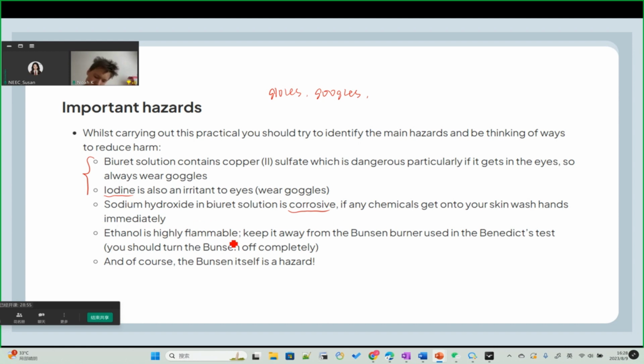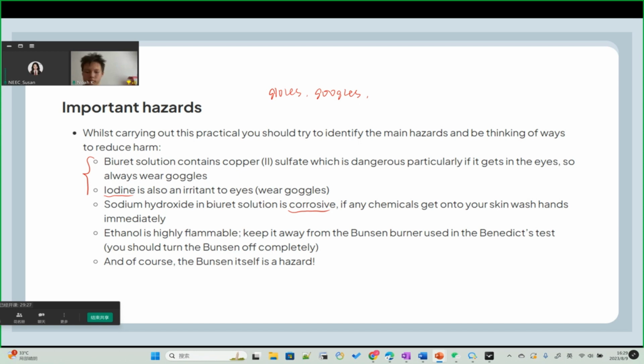And then it's about ethanol. We say that it's highly flammable, so keep it away from the naked flame, the Bunsen burner. And how about if you're dealing with the Benedict's test? Can you think about any safety hazards? Almost boiling water, maybe. Yep, very good.